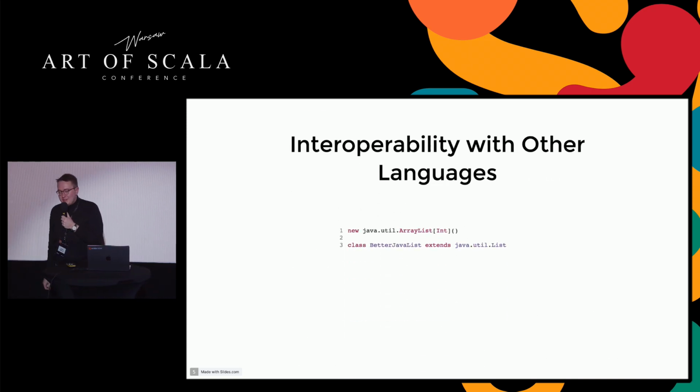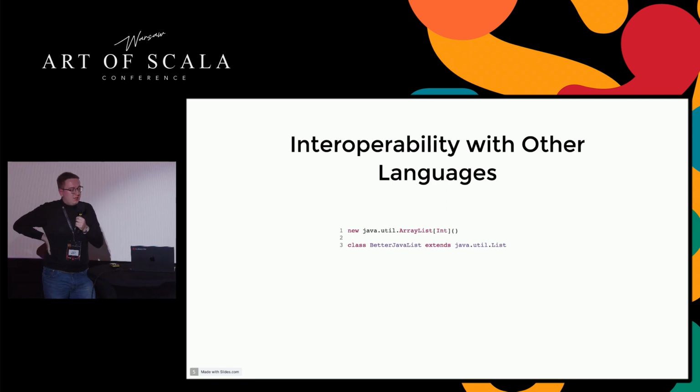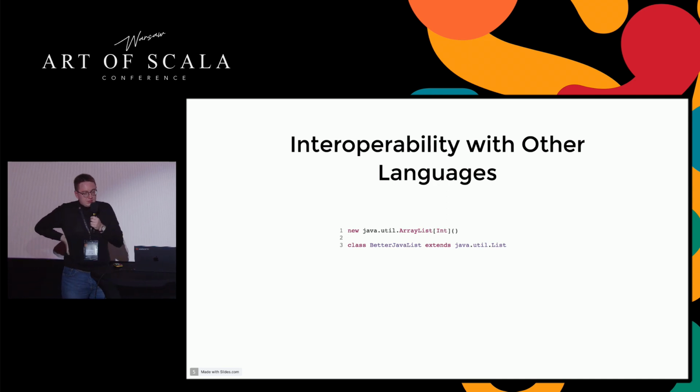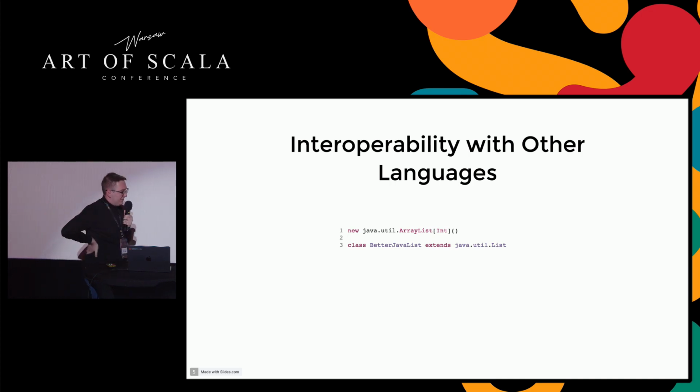So next part would be interoperability with other languages. This is also something which is not unique to Scala, but we have to implement support for Java, and it is not so trivial, especially with type erasure and, well, all that stuff.